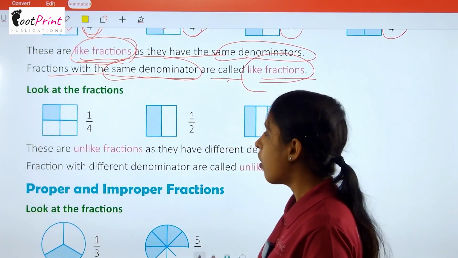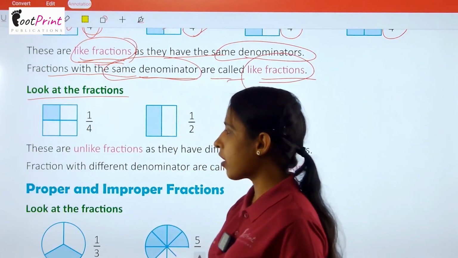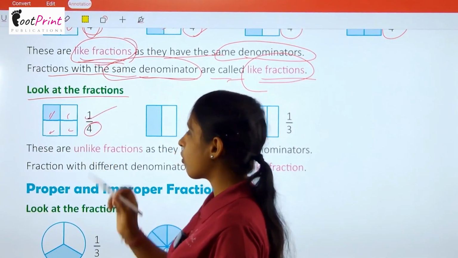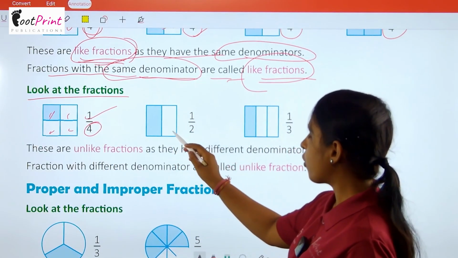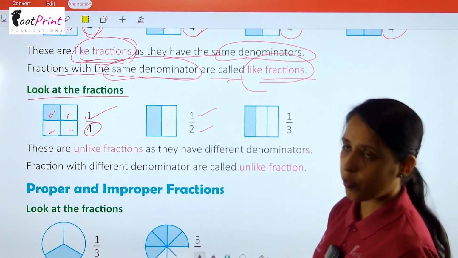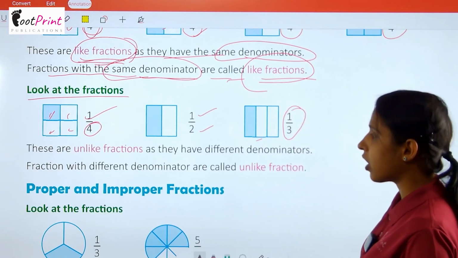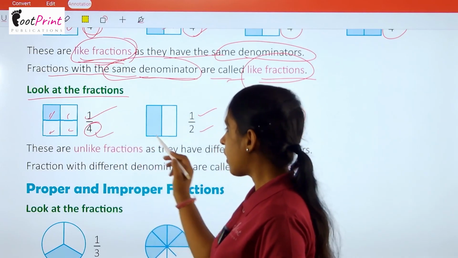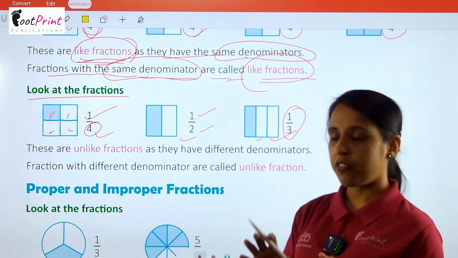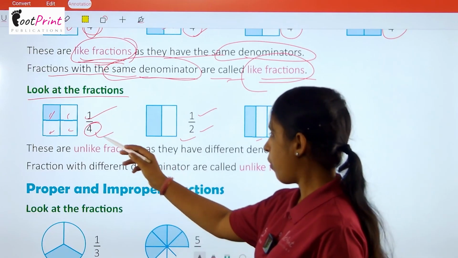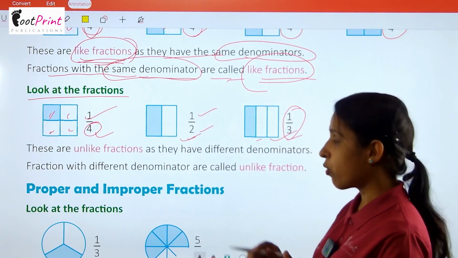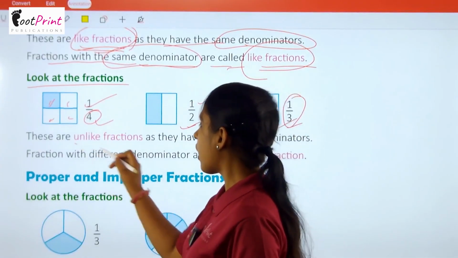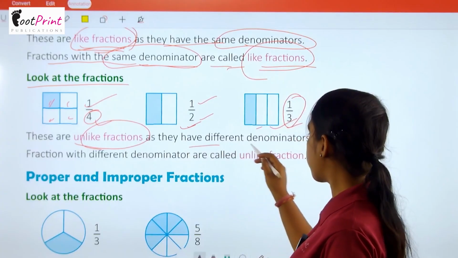Some fraction also given here. Look at the fractions. Here 4 parts are given here and 1 is shaded, so fraction will become 1/4. Here 2 parts are given and fraction will become 1/2. Here fraction 1/3. Now observe all the fractions and what we will get? We get the denominator of the given fractions are different. Here 4, 2 and here 3. So जो भी हमें fraction दिया है उसमें denominator क्या है, अलग अलग है. So these are unlike fractions as they different denominator.